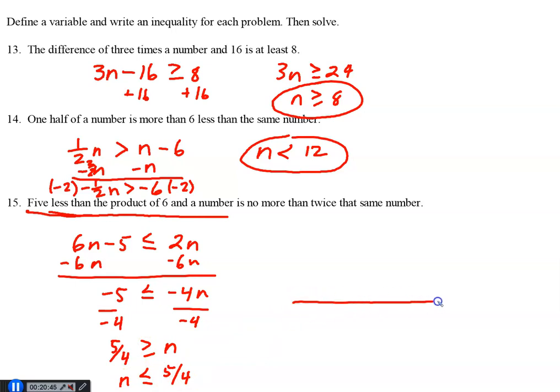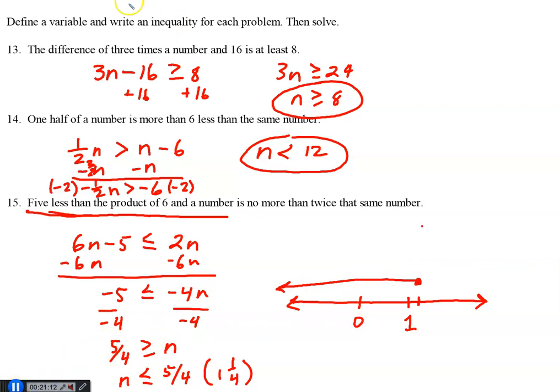And now you can use the inequality to help you with the graph. So 5/4 is 1 1/4. So it's just a little bit, here's 1, it's just a little bit to the right of 1. It's going to be a solid circle, and now we can see the shade to the left.